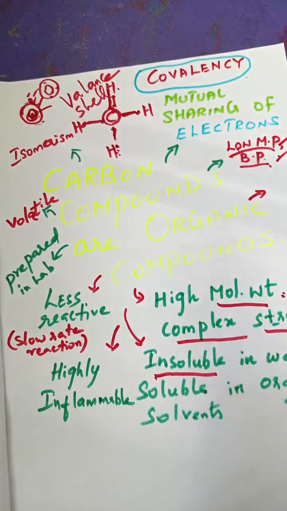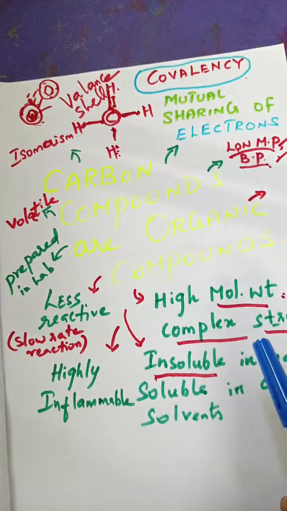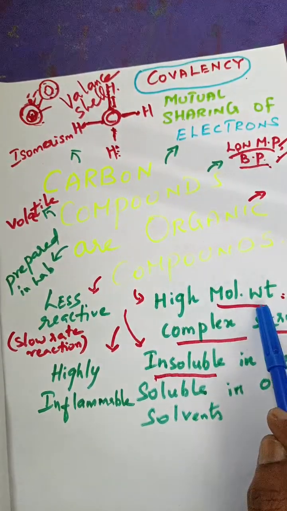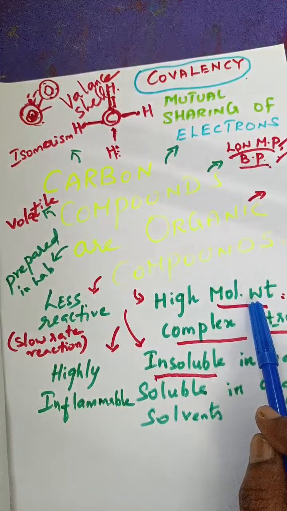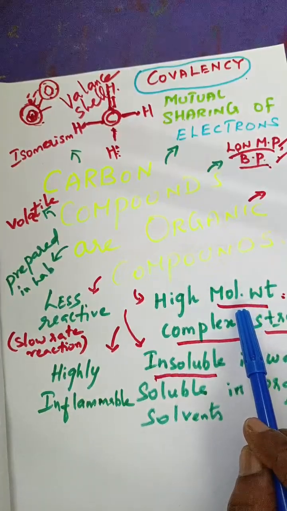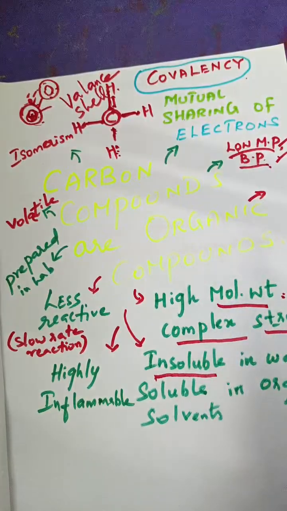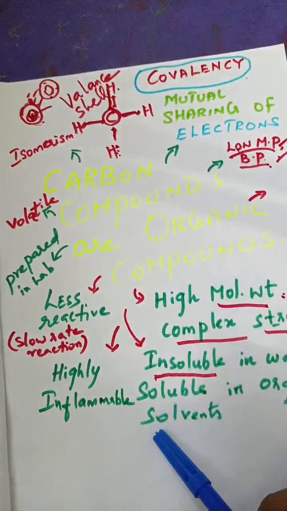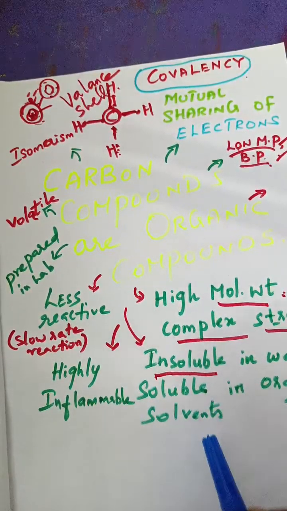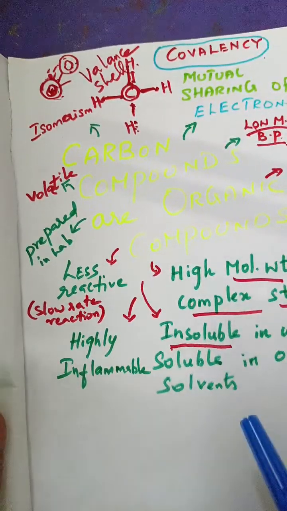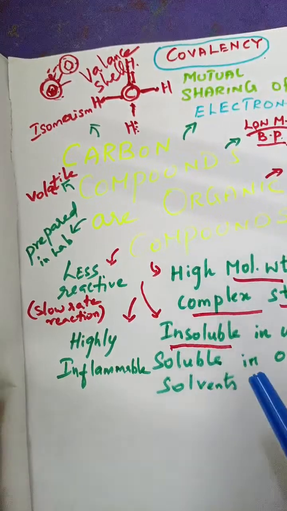Because of this tetravalency, covalency and catenation property, they can form complex structures with high molecular weight. If we take diamond, graphite, and not only that, scientists have found fullerene. These are all the tetravalency characters. They can form more than one bond. And the next is, these organic compounds are generally insoluble in water, because they are soluble only in organic solvents like alcohol, ether, etc.